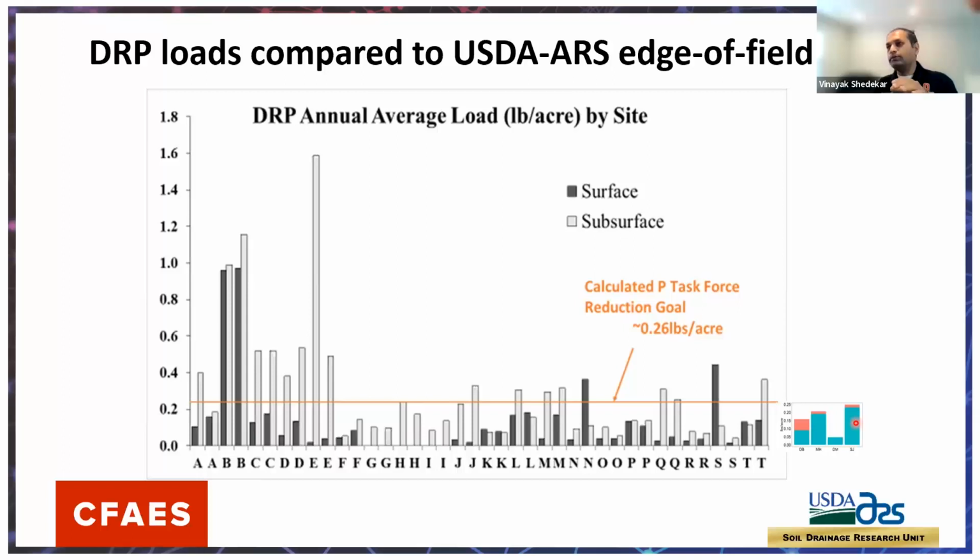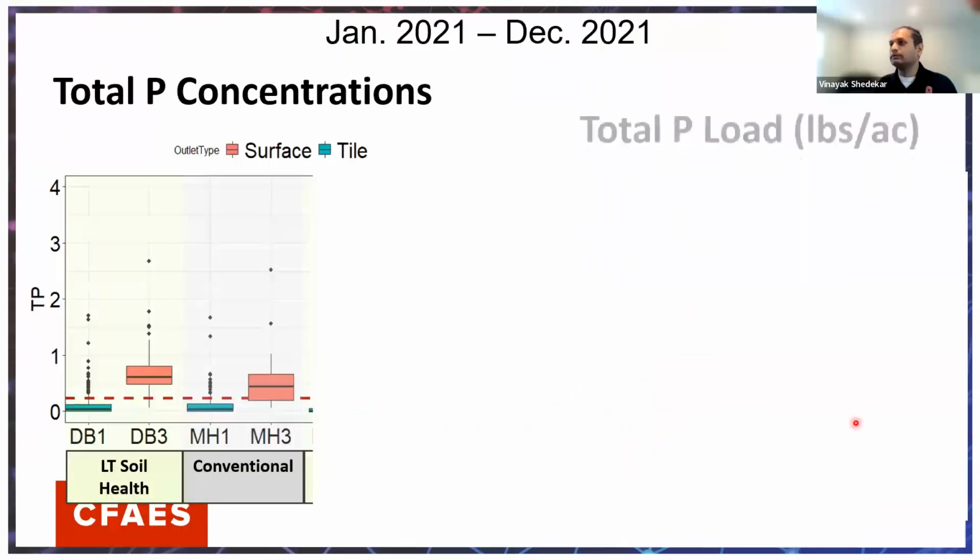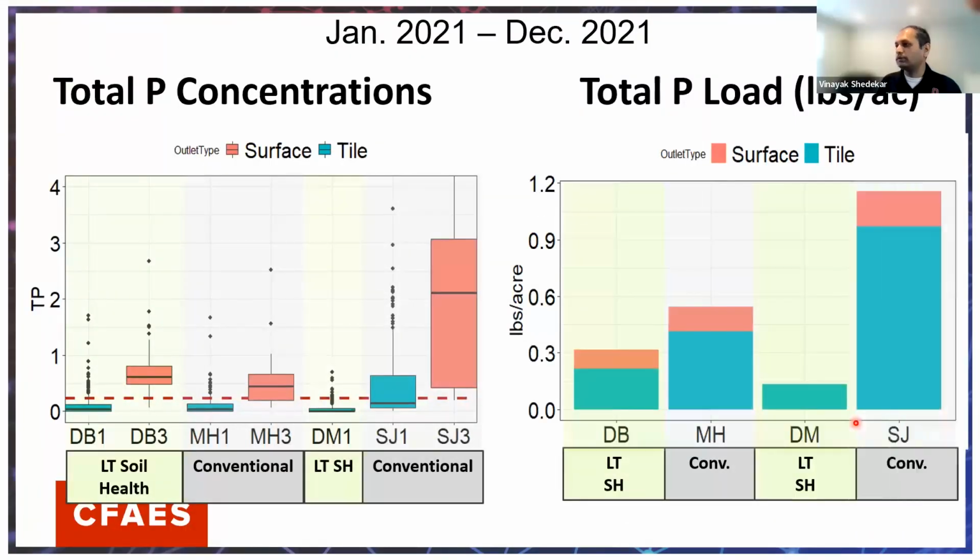So if you try to go back and remember what Will was presenting, this was not what he was presenting. There were slightly greater phosphorus losses from the fields that had more of a soil health management.